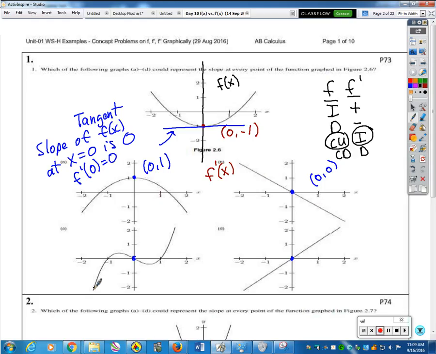Decreasing. How about this one? Increasing, but then decreasing. That's why this is the correct answer.